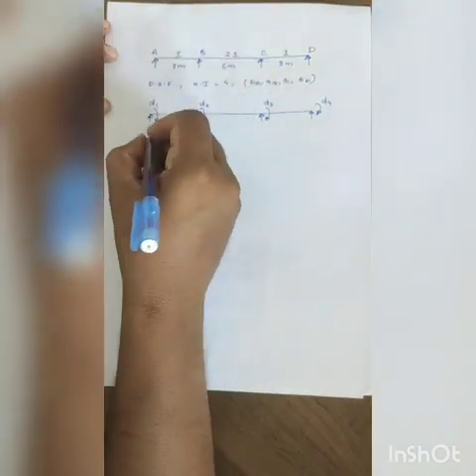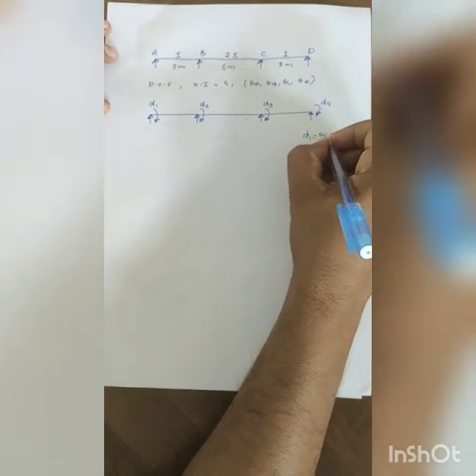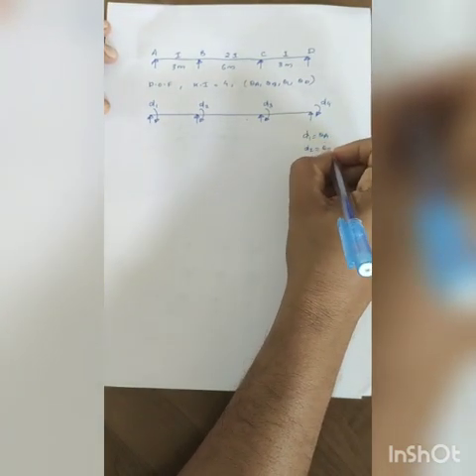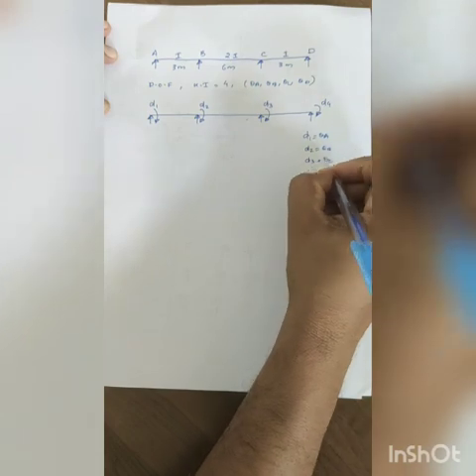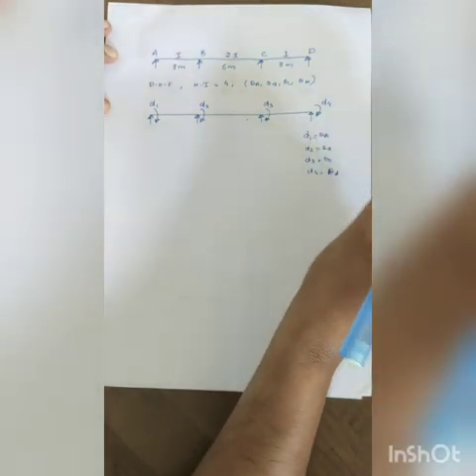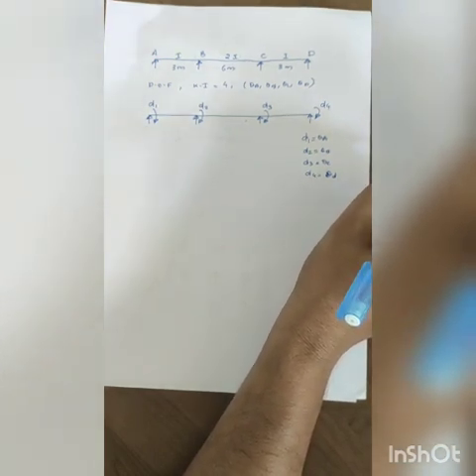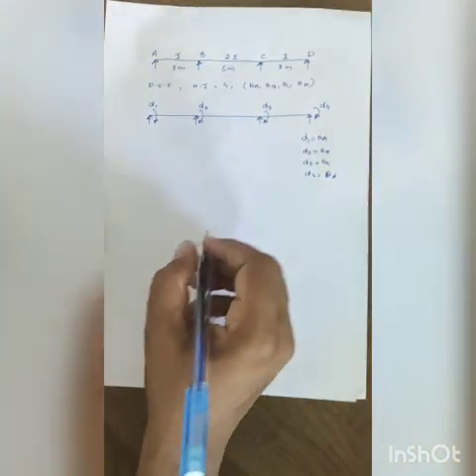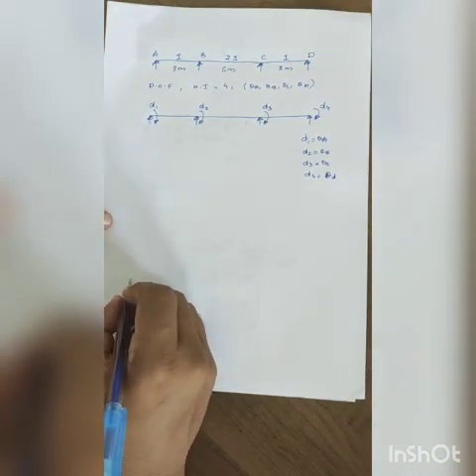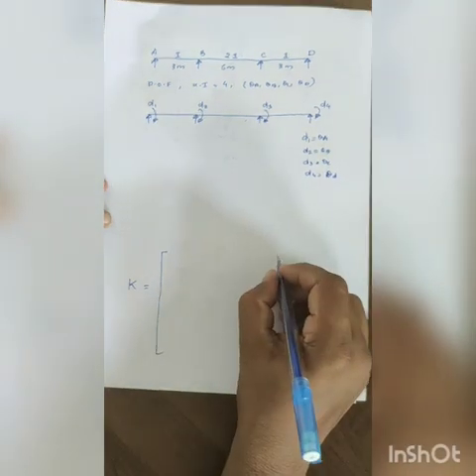Actually D1 is theta A, d2 is theta B, d3 is theta C, and d4 is theta D. So you are going to have 4 degrees of freedom. 4 rotations are there. Now you know that finally the structure stiffness matrix is going to be a K matrix of 4 by 4.